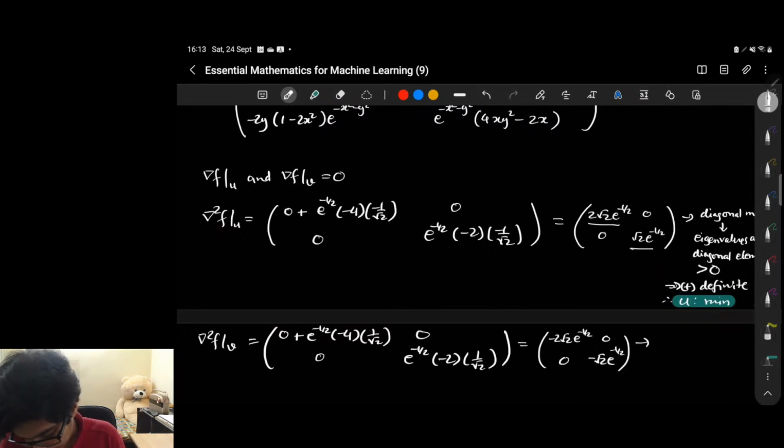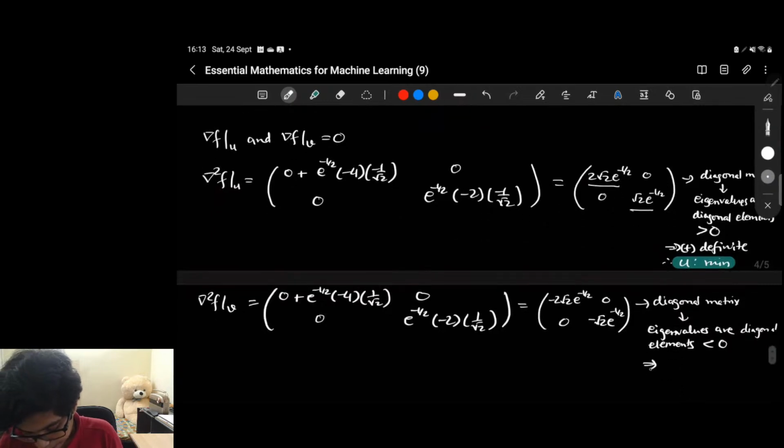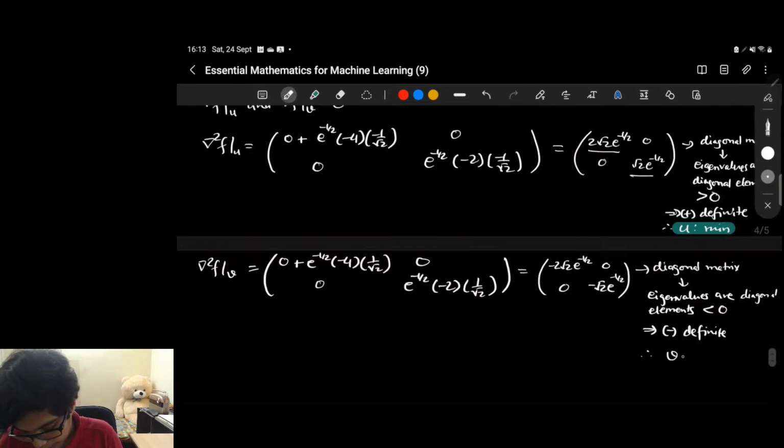again a diagonal matrix. Diagonal matrix meaning the eigenvalues are the diagonal elements, and these diagonal elements are less than 0. That means it is a negative definite matrix by the eigenvalue test, and therefore point V is a point of maximum.